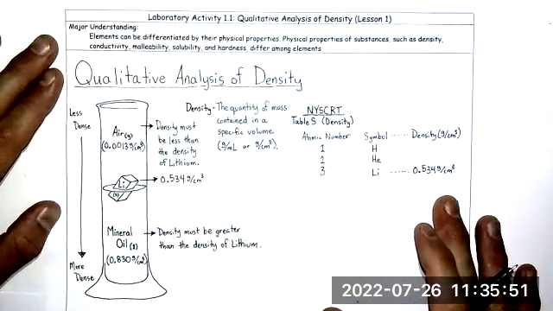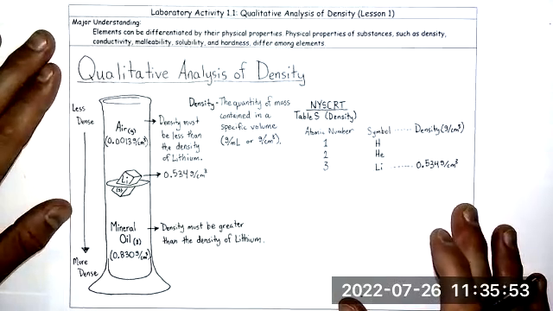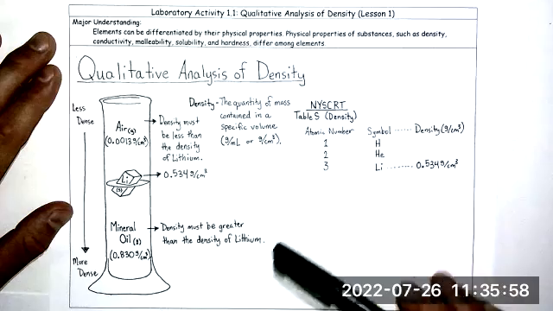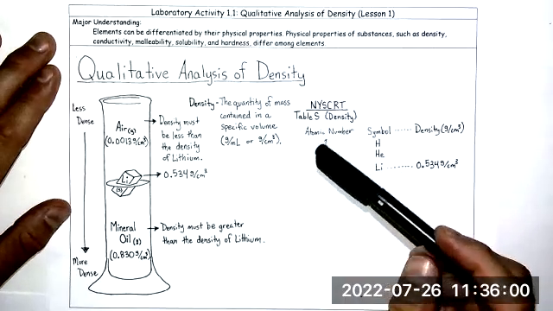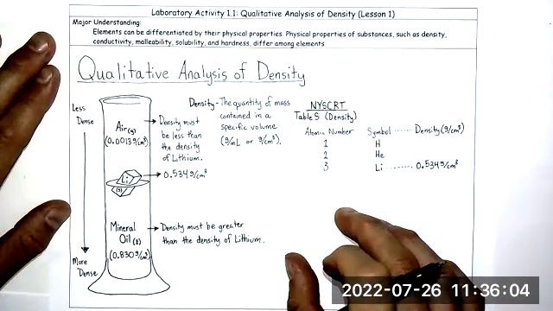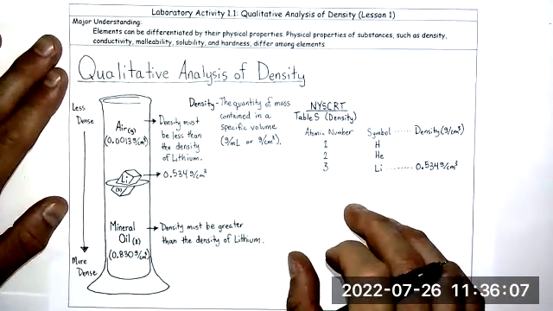Okay, and so that is our first lesson on density. In the next lesson, we'll start talking about quantitative analysis of density, or calculating the density given the mass and volume of a substance. And that's it. So I'll see you for lesson 2.